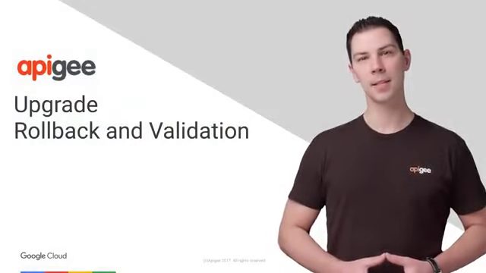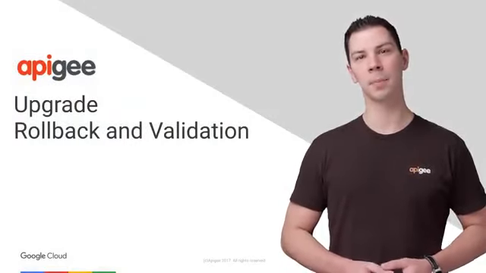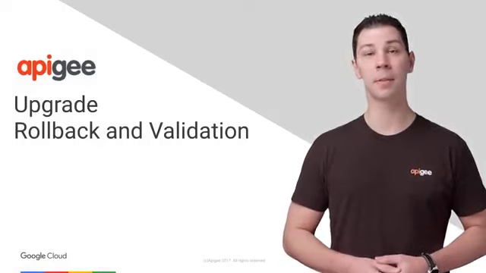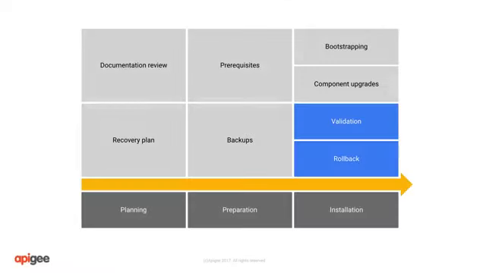Hello. In this lesson, we will discuss rolling back an upgrade and post-upgrade validation of the Apigee platform. In the previous lessons, we prepared to upgrade, bootstrapped all hosts, and executed the upgrade itself. With the upgrade complete, the final step is to validate that the upgrade was successful. In addition, in rare situations, you may need to roll back components if the upgrade fails. We will discuss both topics in this lesson.